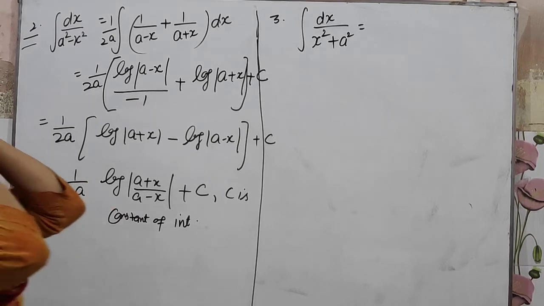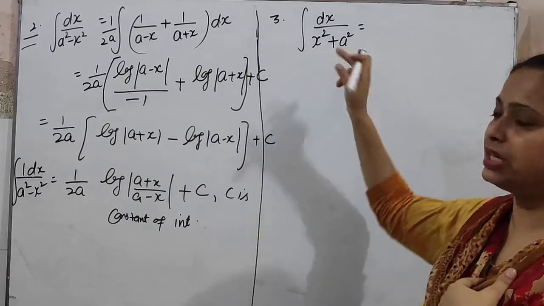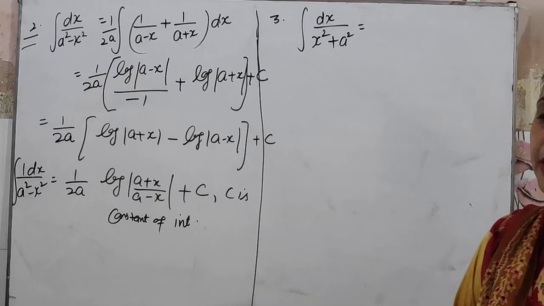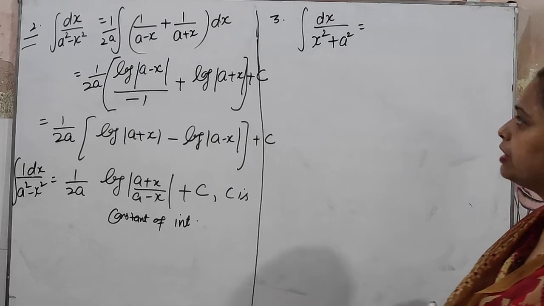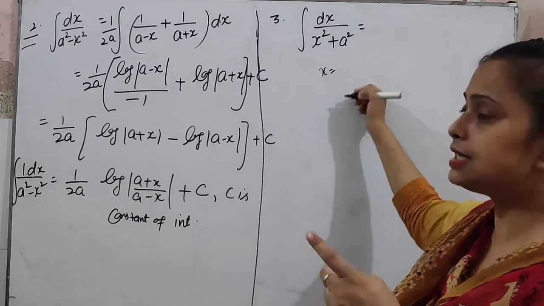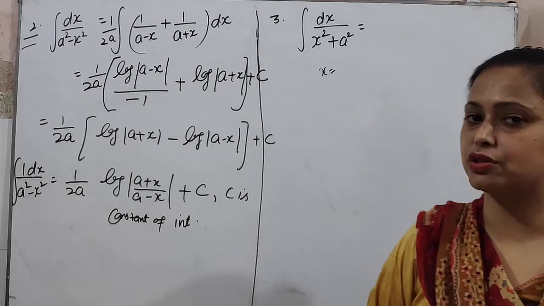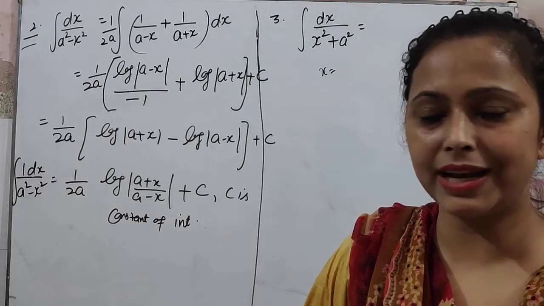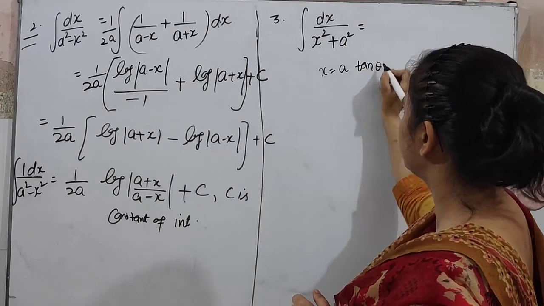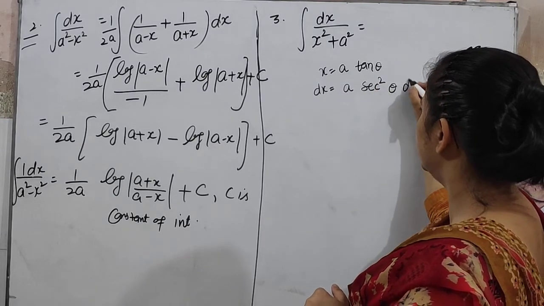Okay? Next question is dx upon x square plus a square. See students, here x square plus a square cannot be factorized. In this question we will do some substitution. If I substitute x equal to 1 plus something, 1 plus sin square theta, there is no formula. 1 plus tan square theta, yes, this is the formula. So x equal to a tangent theta. dx will become a secant square theta d theta.